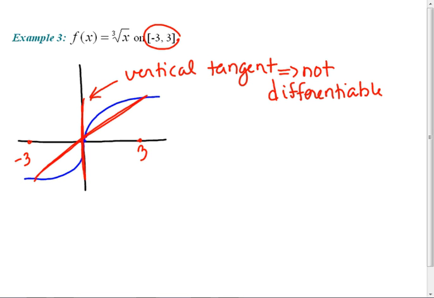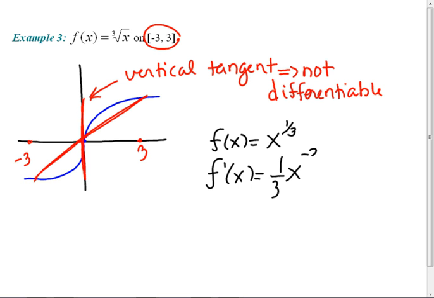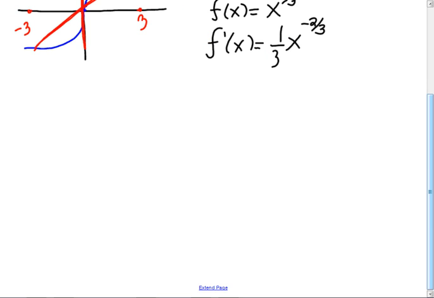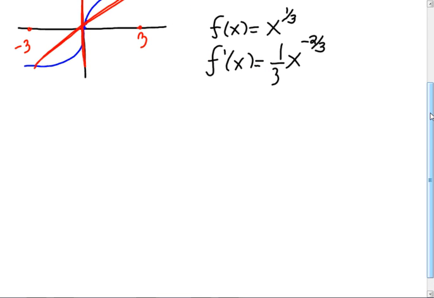You're going to have a problem if you try to use the mean value theorem as well, because what's the derivative of this thing? If f of x is equal to x to the 1/3, why is it not differentiable at the origin? Why is it a vertical tangent? What's the derivative? 1/3 x to the what? 2/3. Okay, what does that mean? I don't know how comfortable you are with these exponents. What does the negative mean? It's in the denominator. So it's positive 2/3.